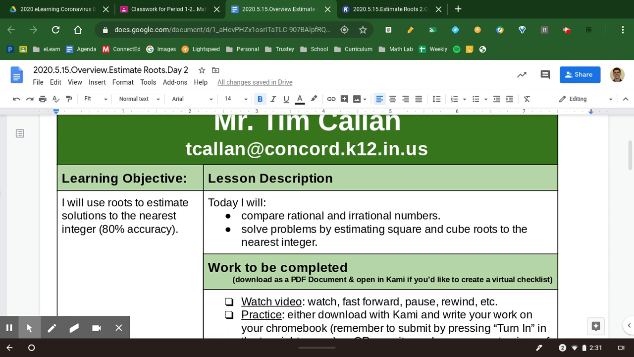Learning objective: I will use roots to estimate solutions to the nearest integer. We're going to both compare numbers, whether they be rational or irrational. We're also going to solve problems using the estimation of square and cube roots.